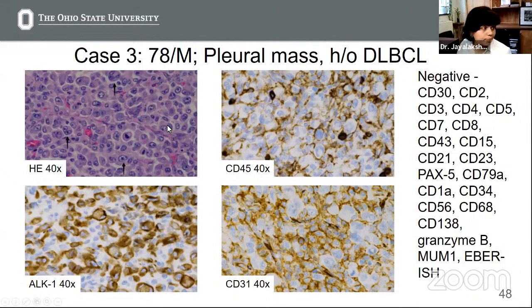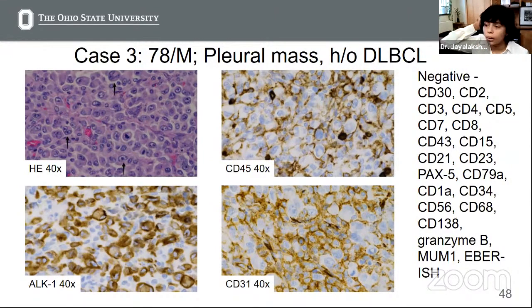So these are very pleomorphic, anaplastic-looking cells. I will let you interpret these CD45, ALK1, and CD31 stains. And let me list out these stains for you. These stains were negative: CD30, CD2, CD3, 4, 5, 7, 8, 43, 15, CD21 and 23, PAX5, CD79A, CD1A, CD34, 56, 68, 138, cytotoxic markers, MUM1, EBER. All of them were negative.